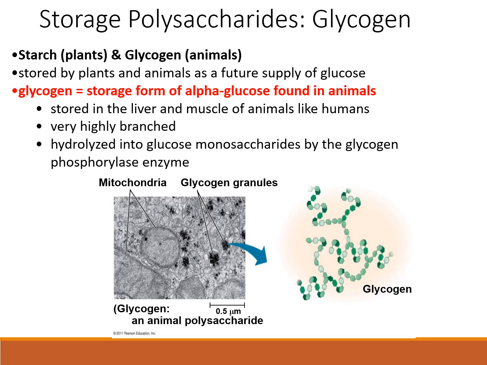It is stored in the liver of animals and the muscle of animals. It is a very highly branched structure. Each one of those green things is the monosaccharide glucose. So multiple glucose monosaccharides are strung together through dehydration synthesis, and it forms a very complex coiled and branched structure. If you want to break it apart, you have to put the water back in. So if you put a water molecule back in, you will hydrolyze it and take off one monosaccharide. This is catalyzed by an enzyme called glycogen phosphorylase.